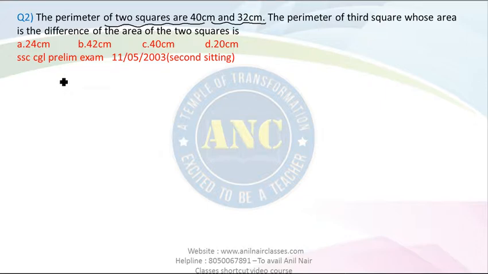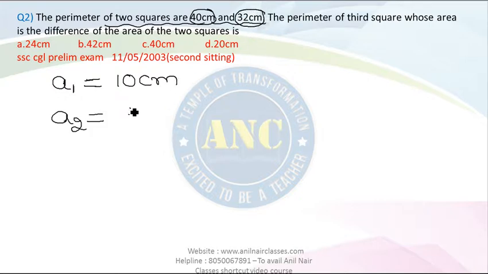That means if I call the side of the first square small a1 and the side of the second square small a2, the perimeter of the first square is 40. That means 40 divided by 4 sides, so every side is 10 centimeters. 32 divided by 4 sides, so every side of the second square is 8 centimeters. So this is my first statement.